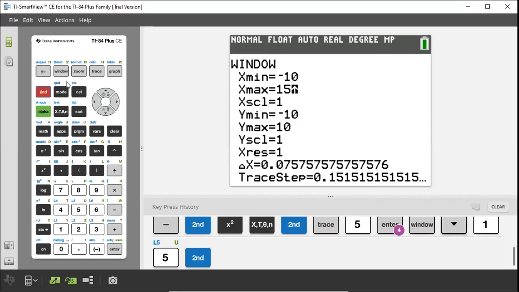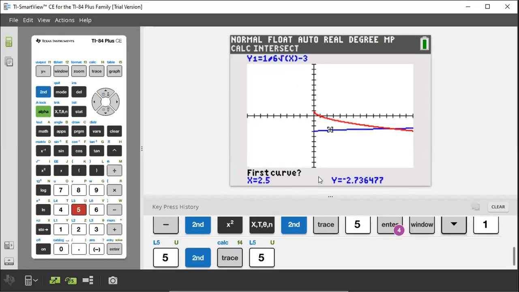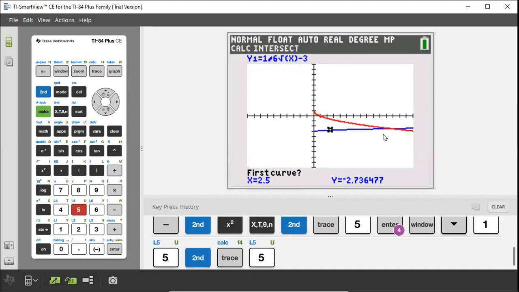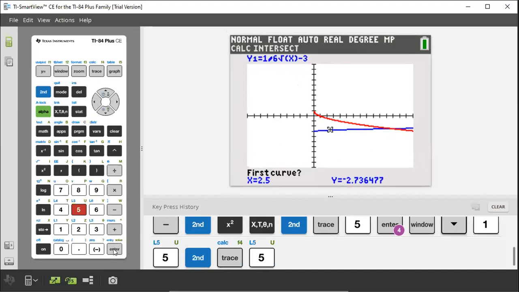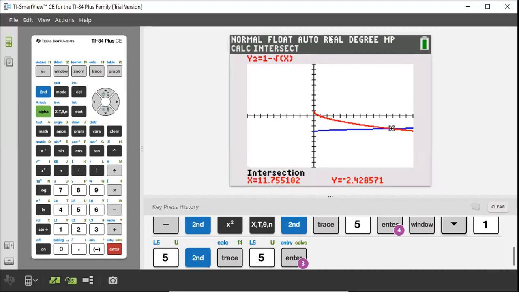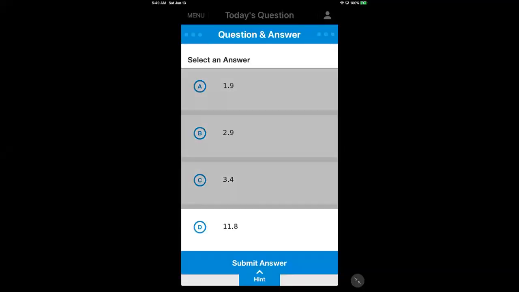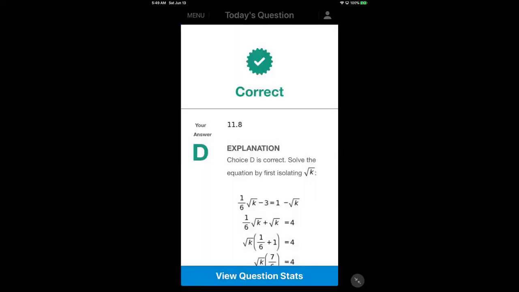So now if I go to try to find it, second trace 5, you can see that the intersection is in the window. Now all I have to do is use the same technique, press enter 3 times, 1, 2, 3, and there's my answer, 11.755102. Now we're supposed to round it to the nearest tenth, so this would be 11.8. That's going to be my answer. So now all I would do is I would go back and let's answer it. So that's correct.